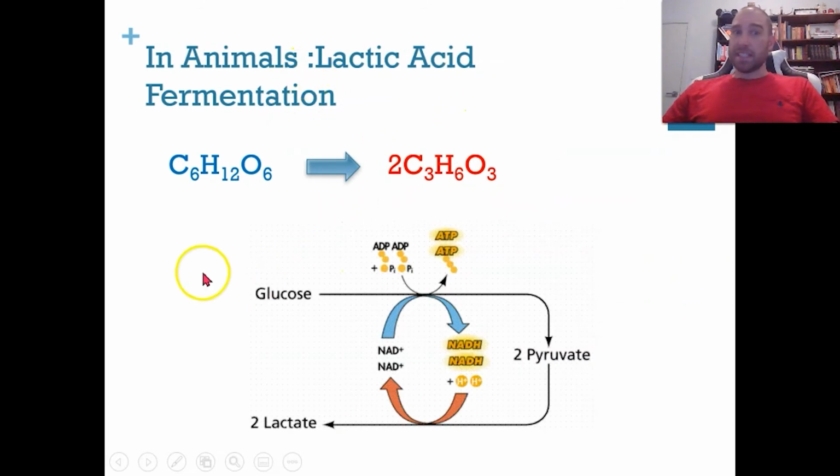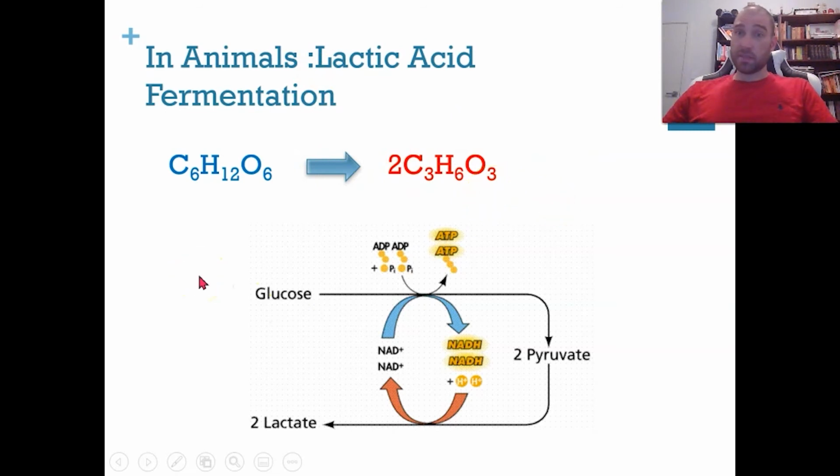In animals we use lactic acid fermentation, so glucose is turned into 2 lactic acid molecules. So you need to remember the formula for the lactic acid, but it's pretty easy because it's just half of the glucose. So C6 turns into C3, H12 turns into H6, and O6 turns into O3. This doesn't show you the chemical structure of the lactic acid, but it gives you the chemical formula.